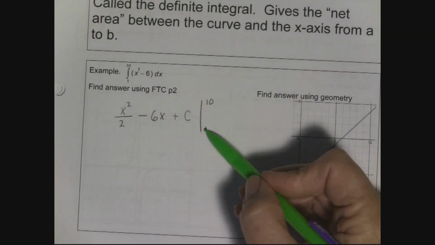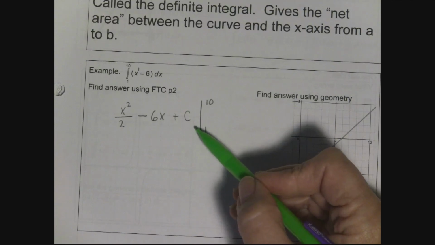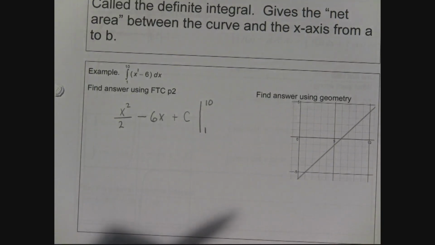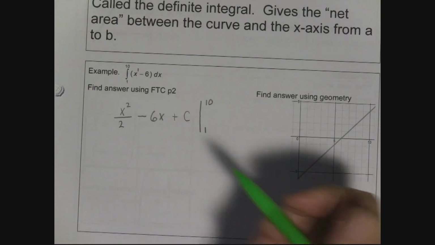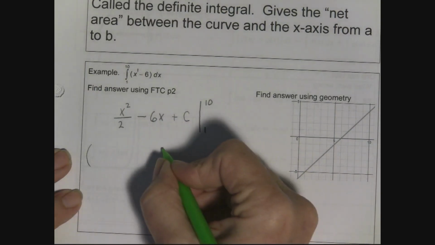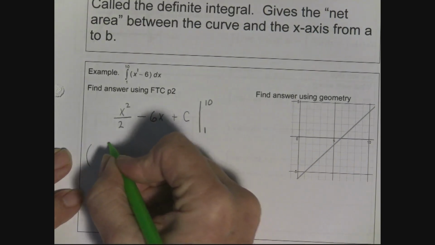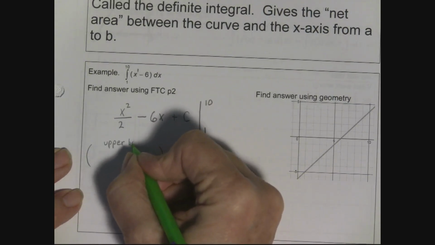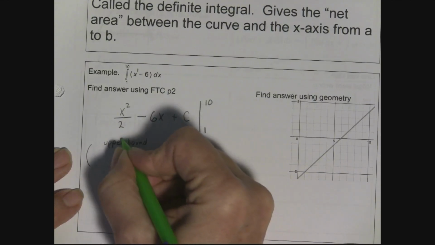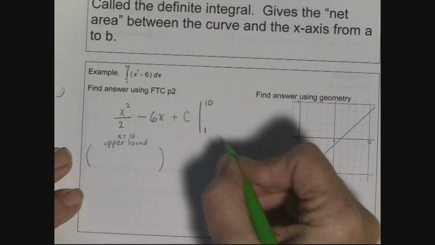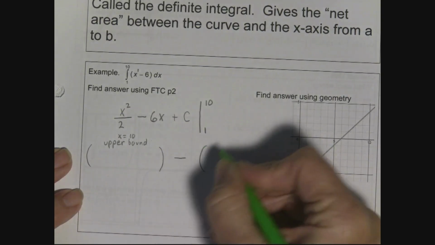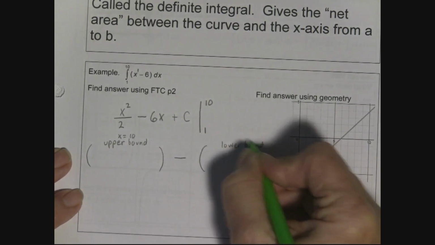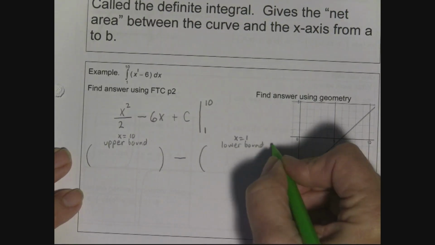And notice I am not writing the integral symbol anymore because I have found the antiderivative, and I am now just writing a straight up and down line to show myself to plug in. I'm going to be plugging in right here. This is where I'm going to put in my upper bound, which is x equals 10. And then right here, minus, this is fundamental theorem of calculus part 2, the lower bound, which was x equals 1.